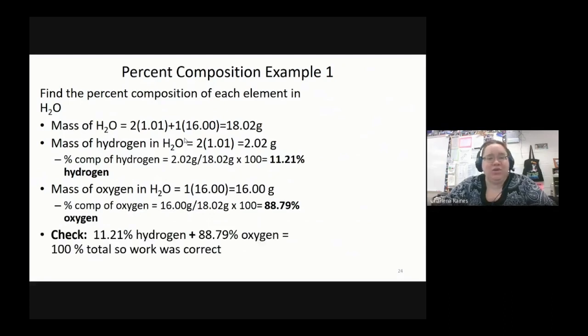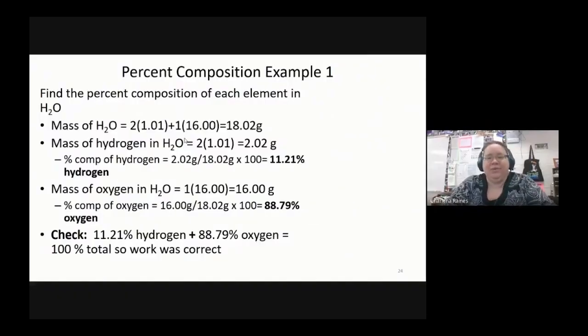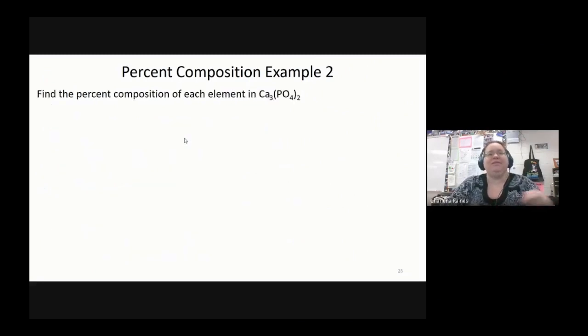Now, as I said, you can have a built-in self-check feature if you find the percent composition of each element in the compound. You add them all up, and they should equal really, really close to 100%. With one additional decimal place, if I didn't, it would equal 99.99, which is really, really close to 100. So because we are rounding, you might get something slightly different.